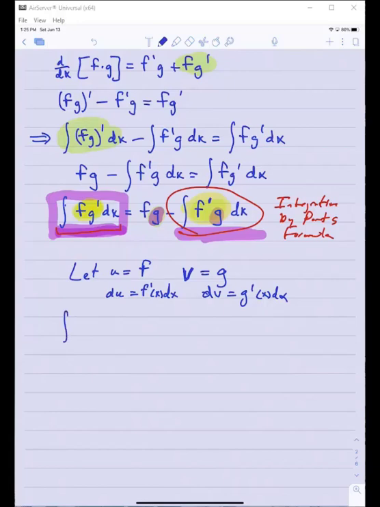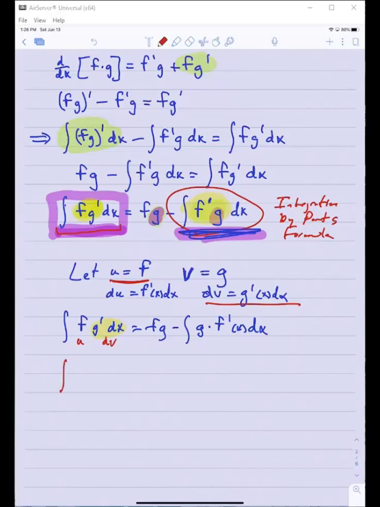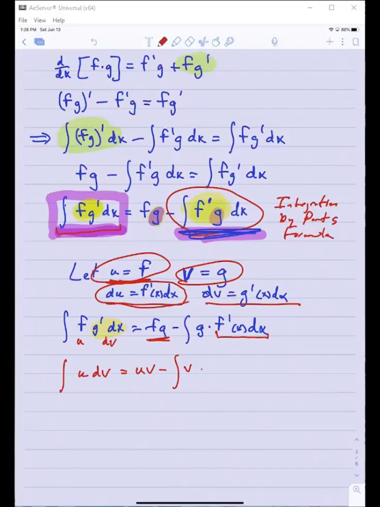So let's look at our formula again, which says the integral of fg prime dx equals fg minus the integral of, and I'm going to write this one as g times f prime of x dx. Notice in this first integral we have fg prime of x dx, and notice that f is u, and g prime of x dx is dv, which means this first integral becomes the integral of u dv equals fg, which is simply uv, minus the integral of g, which is v, f prime of x dx. Well, f prime of x dx is du.